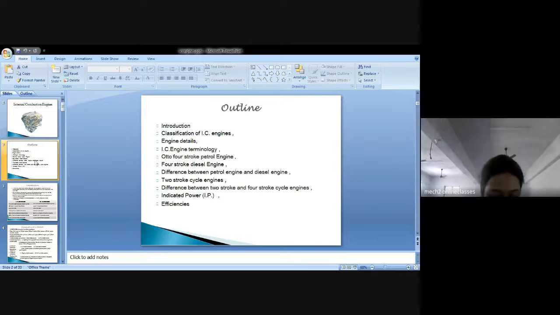We have 2 hours today. So we'll completely discuss the engines topic today. Okay, so we have a lengthy unit. This is a somewhat lengthy unit. So there is a lot of diagrammatic part in this.